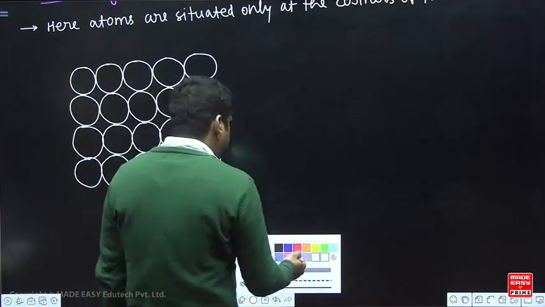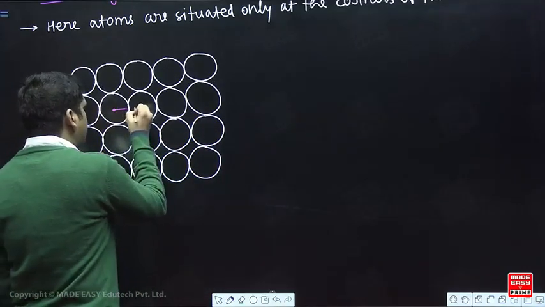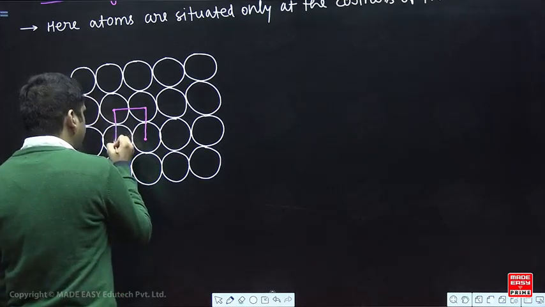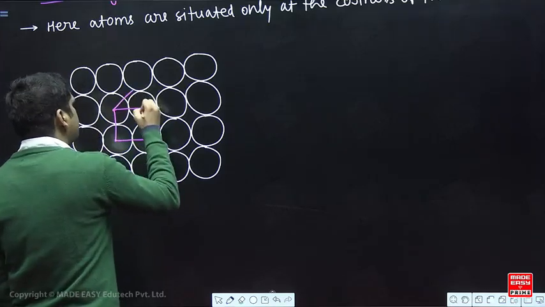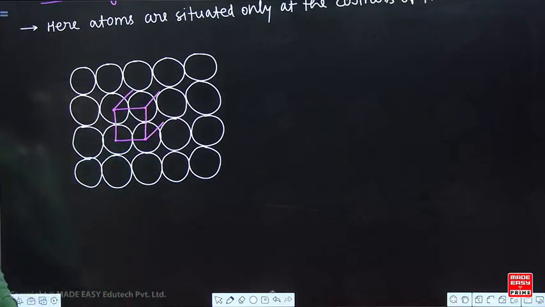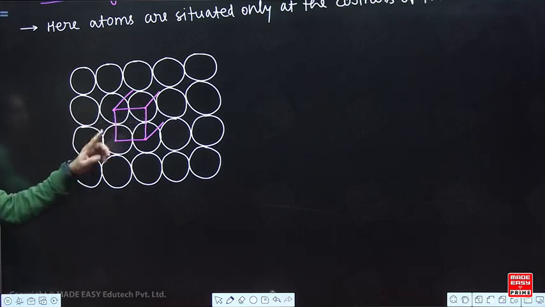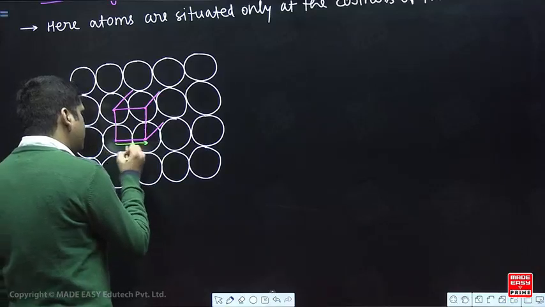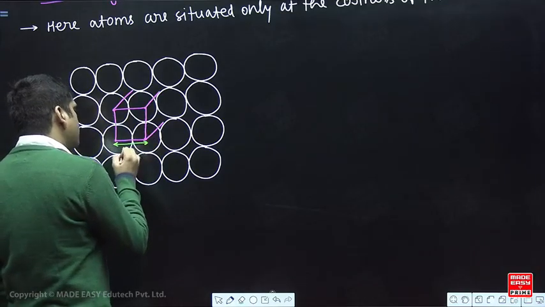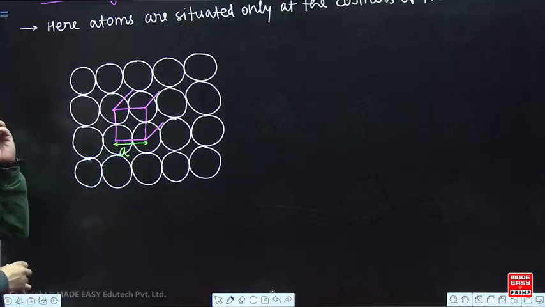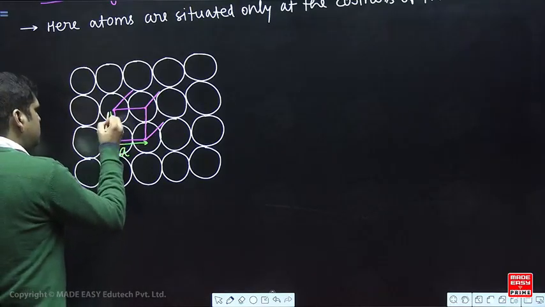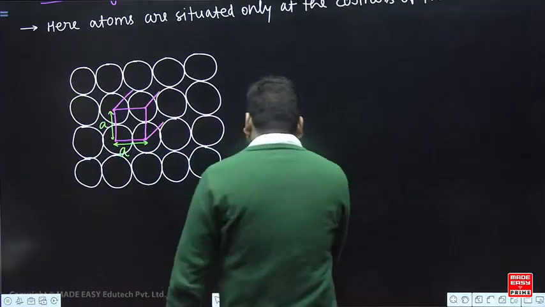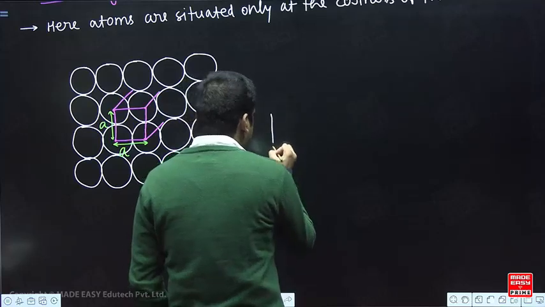It seems they are situated at the corners of an imaginary cube, and that's why it is looking like cubic crystal structure. The distance between the centers of the adjacent corner atoms is edge length of cube, that is represented by A. So this is A, this is A. In all direction it would be same. So we can make it something like this. Suppose this is a cube.